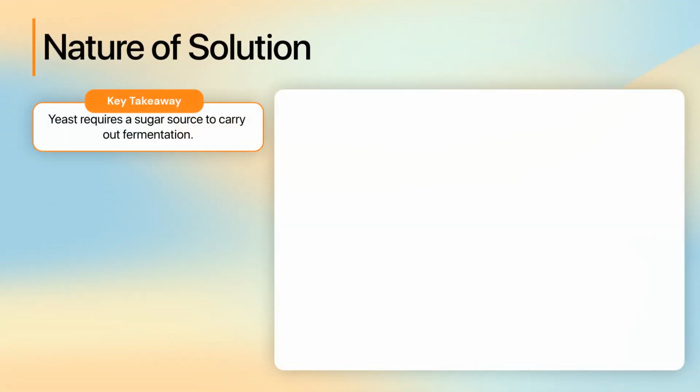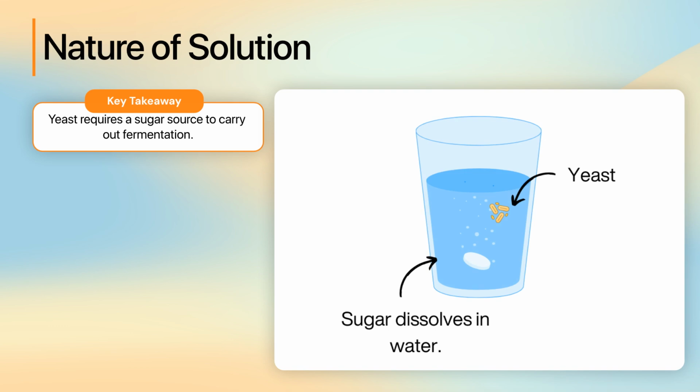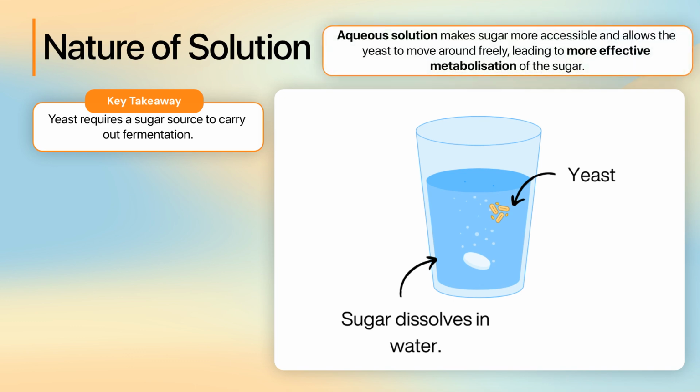Yeast requires a sugar source to carry out fermentation. Typically, yeast is introduced into an aqueous solution containing dissolved sugars. As we mentioned in the previous lesson, this makes the sugar accessible to the yeast and allows the yeast to move around freely, leading to more effective metabolization of the sugar.